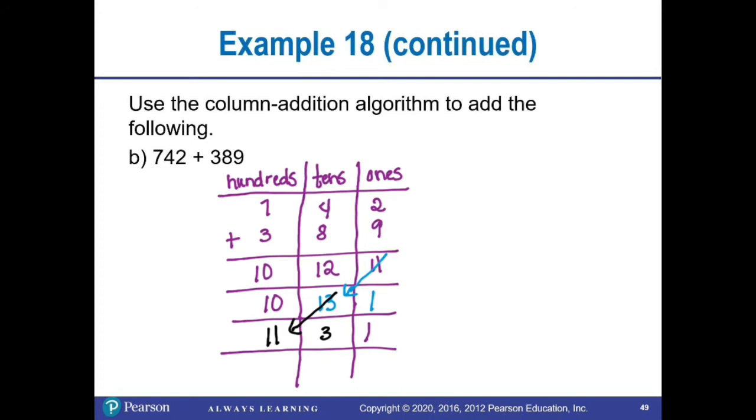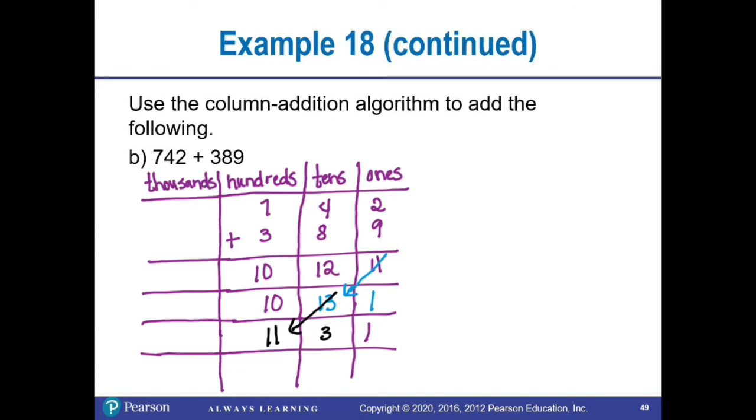Now 10 hundreds is 1,000, so we need to add our thousands column to the left. And we're going to trade 10 hundreds for 1,000. I have 100 left. I have 3 tens and 1 one. So I have 1,131.